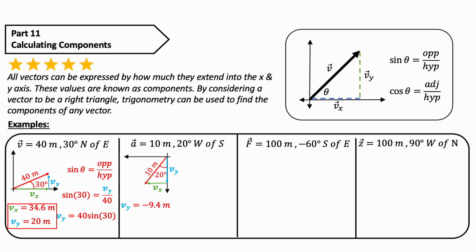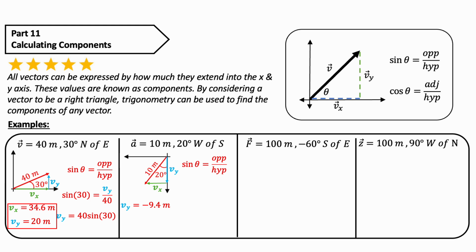So if you notice in our first example, we had north of east. North is telling me my y should be positive. East is telling me my x should be positive. But in the A, we have west to south. So west is the negative x direction, so my x should be negative. And south is the negative y direction, so my y should be negative.